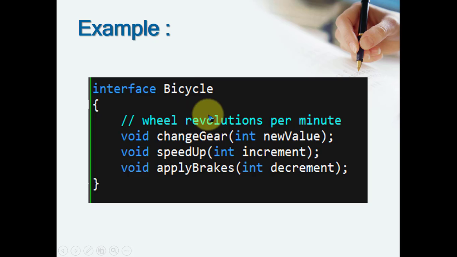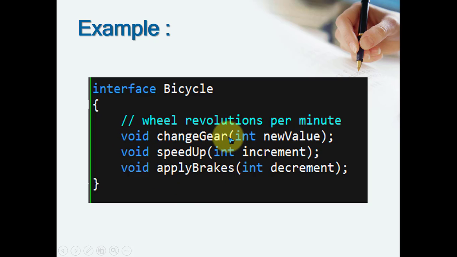Now if a particular entity or object follows these behaviors, then you can say it is a bicycle. So we design such an interface, and if we want to create our own bicycle, we have to use this interface bicycle. Then and only then can we say my bicycle is a standard bicycle, because it has the behaviors change gear, speed up, and apply brakes.